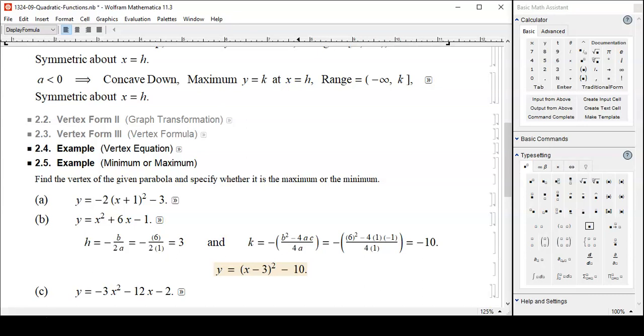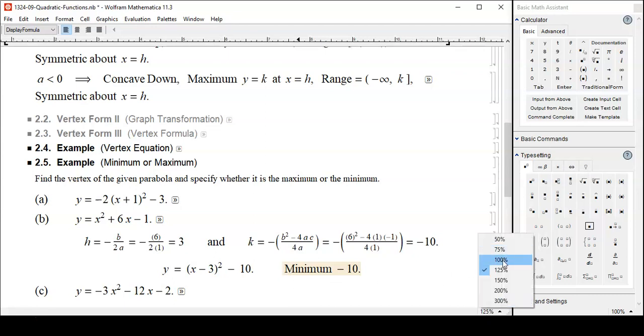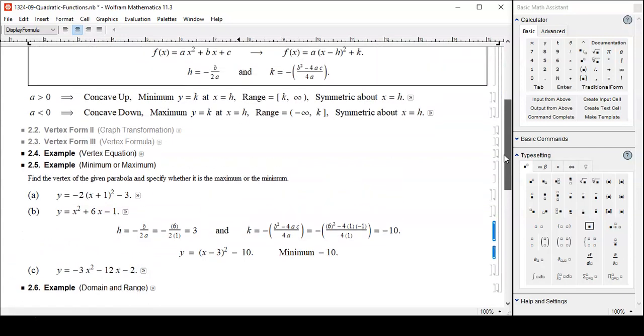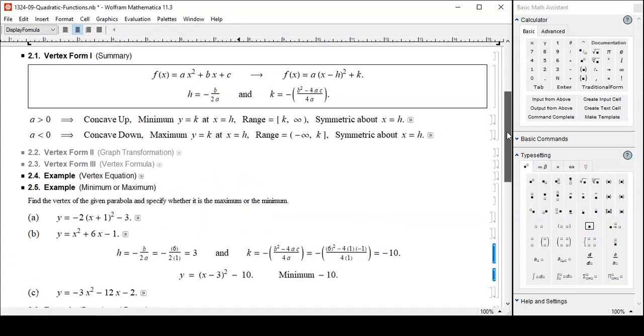And then how about the maximum or minimum? Well, you can plot it too, but a is positive, so concave up, so we have to have a minimum. The k value is negative 10, so we get a minimum of negative 10. Make sense? Okay, there goes the formula solution. And you're going to need a couple more exercises about the use of the formula. But eventually you can get used to that quickly.